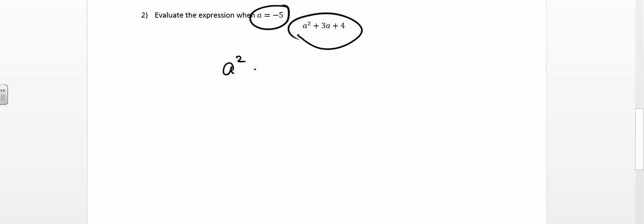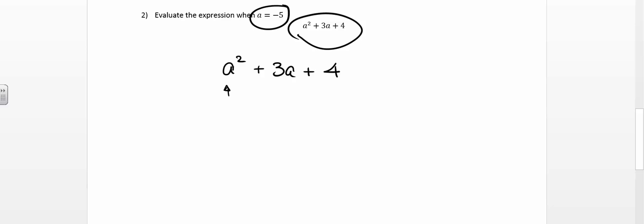In this next problem, I'm asked to evaluate the expression. Here's my expression. When a equals -5. So what that means is I'm going to put -5 in every time I see an a. Now the thing you have to be careful about is a equals the entire -5, right? So here, let me go ahead and rewrite my expression. I have a squared plus 3a plus 4.